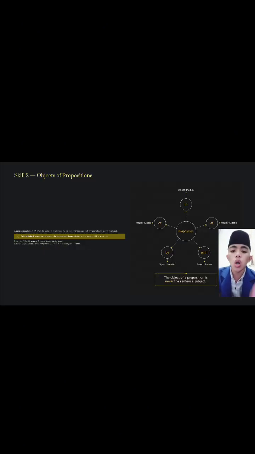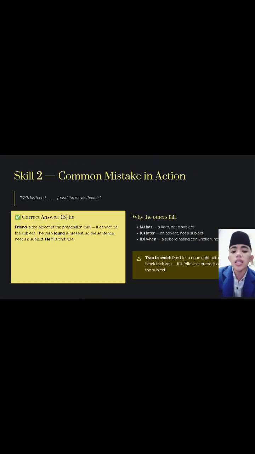So skill number 2, object of preposition. Sorry, preposition. A preposition such as in, of, to, by, or with is followed by a noun, pronoun, or noun clause called its object. So the critical rule: this noun is an object, and the preposition's object cannot also be the subject of the sentence. For example, after his exam, he will take a trip by boat.